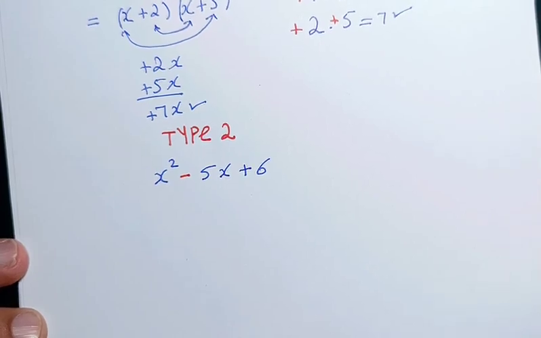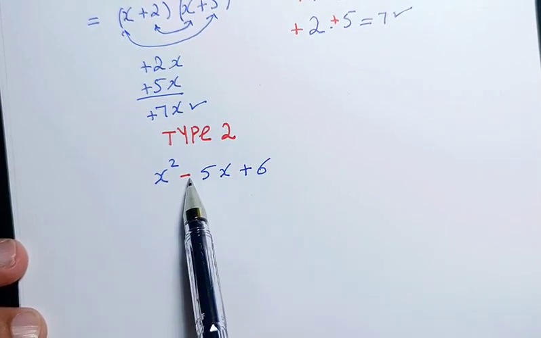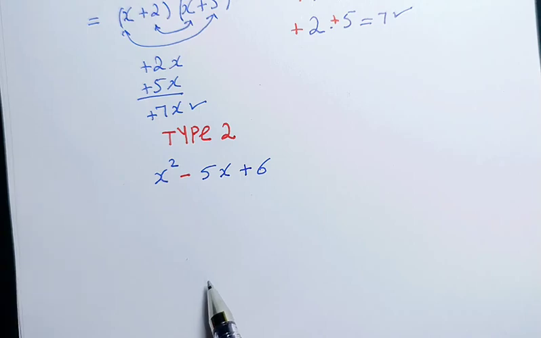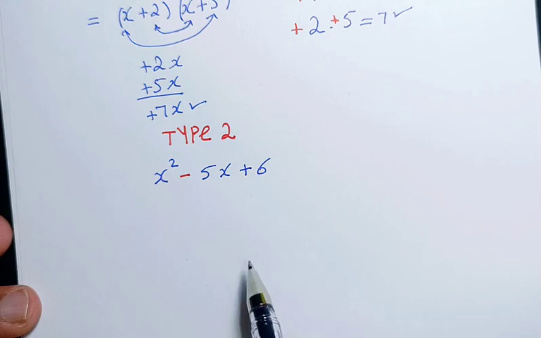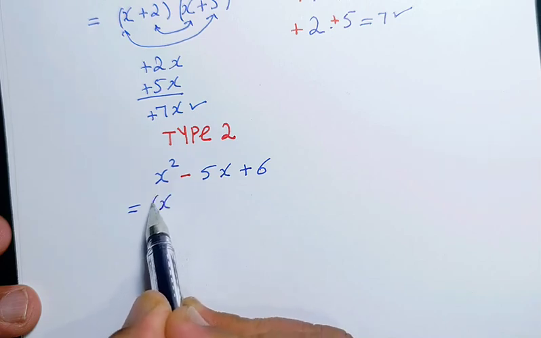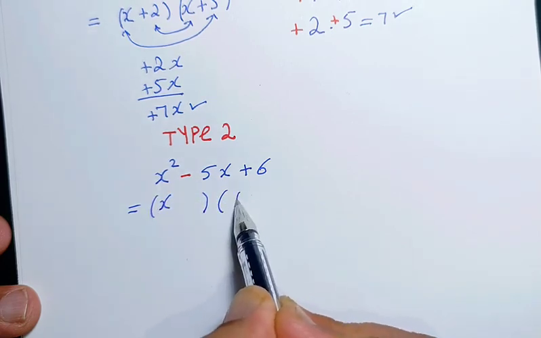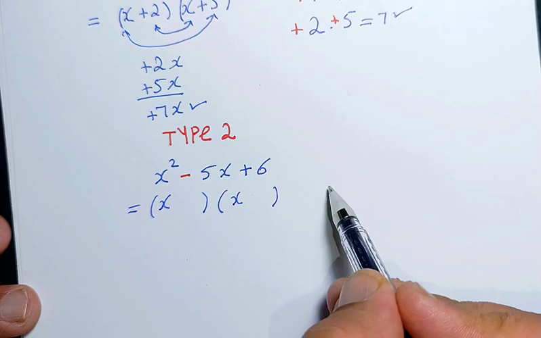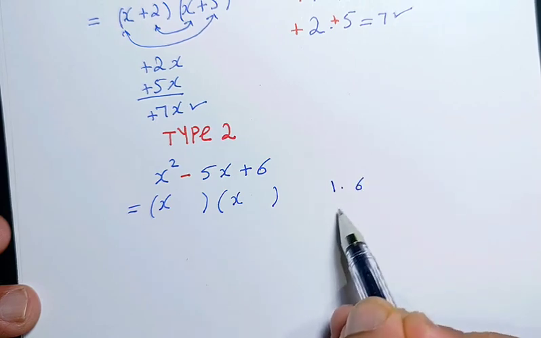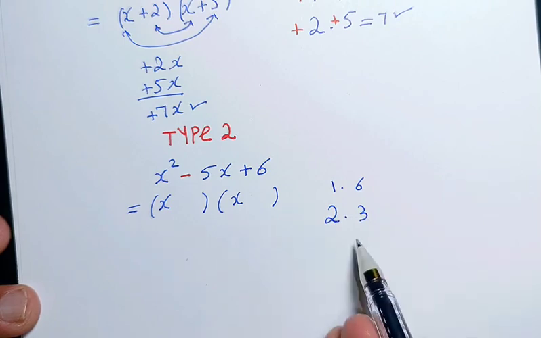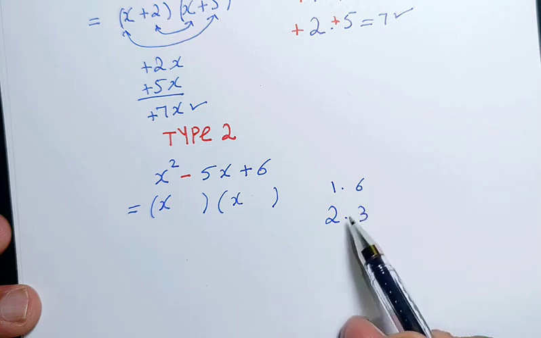Type 2, when you see the middle term is negative, have a look here, negative 5x, then in both brackets the sign will be negative. Let's see how to do this one. So obviously you're going to say equal to x, there is going to be something, x, and there is going to be something. Have a look, the factors of 6 we need to find now. 1 times 6 is 6, 2 times 3 is 6. Now 3 times 2 is again 6. It starts repeating, so we leave it here.